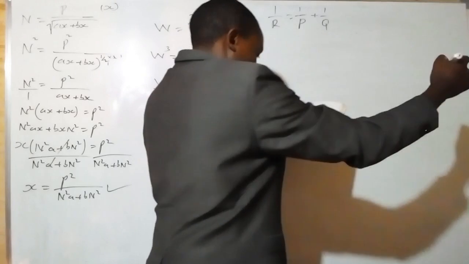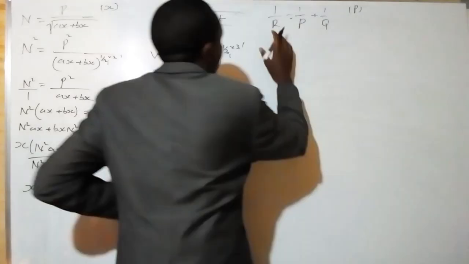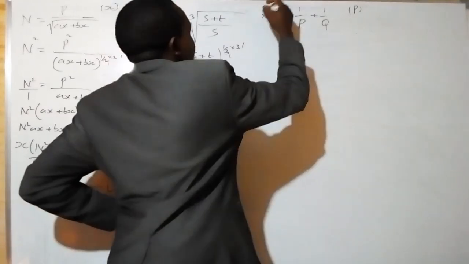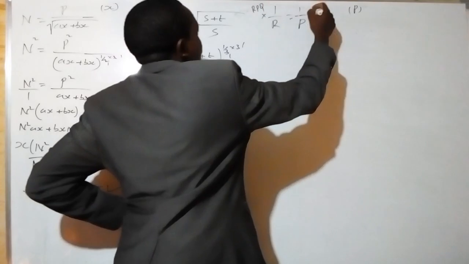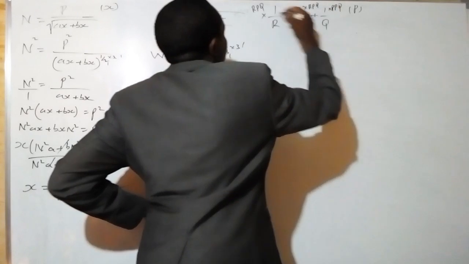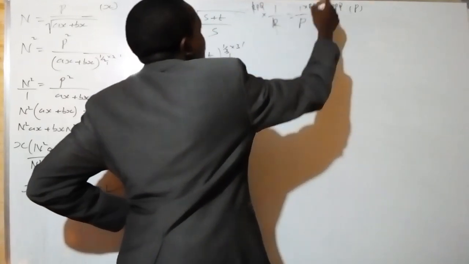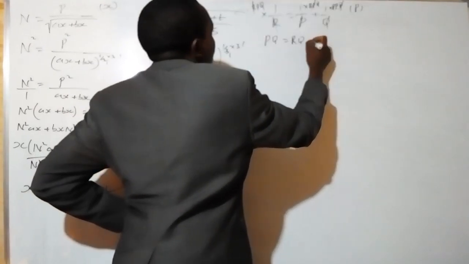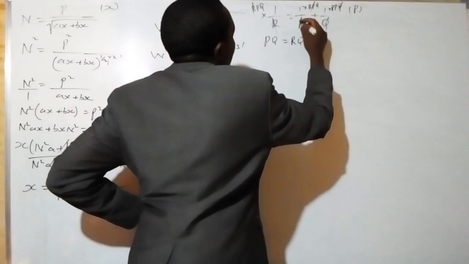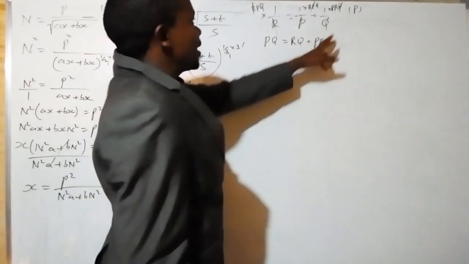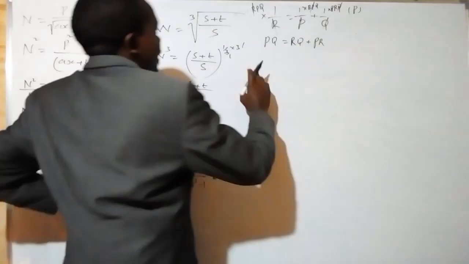These denominators here, r, p, q, will give us the LCM. We are going to have the LCM as rpq, times rpq, times 1 over r, 1 over p and 1 over q. So that r cancels out, p cancels out, q cancels out. We are left with pq is equal to rq plus pr. And since they want us to make p the subject of the formula, we can have our p's on our left hand side.